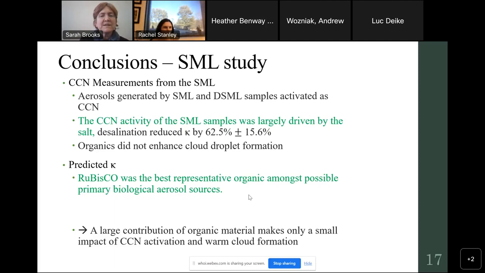We didn't see that. We did see that the organics do provide some effect. And of the organics that were analyzed, Rubisco, that is a very large biological organic molecule from a biological system, was the very best fit. So the take-home message from the sea surface microlayer CCN measurements was that a very large amount of organic material only has a small impact on CCN activation. So, oh my gosh, that shows you how it was so frustrating for the many field measurements going out and measuring CCN activity and trying to connect it to organic composition.